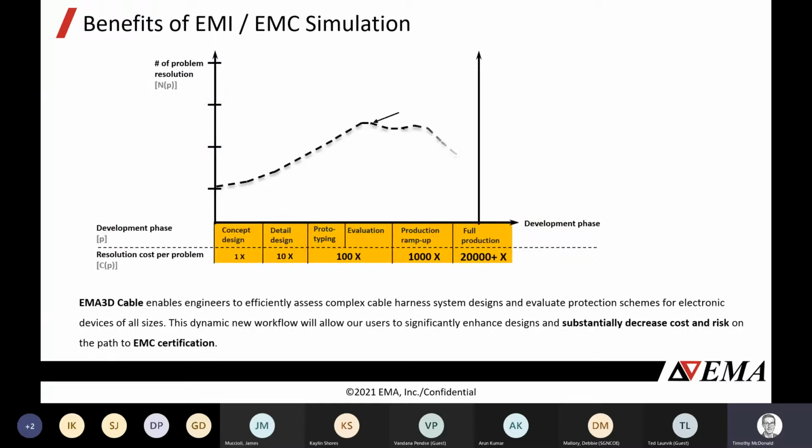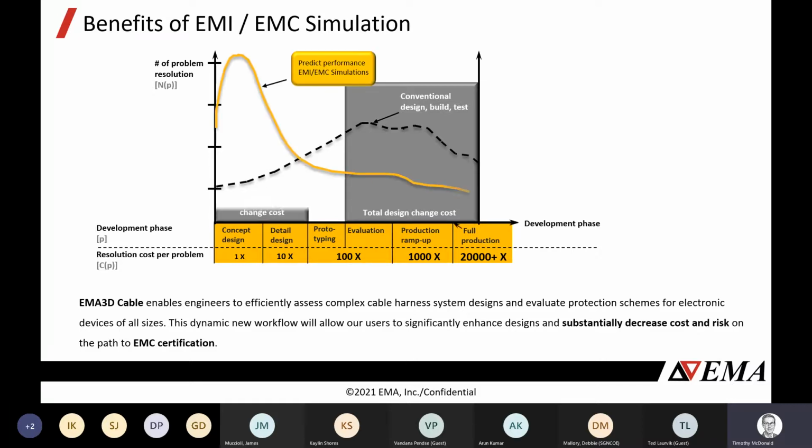So this chart essentially describes the previous approach to EMC. So we design, build, and test units, and there's no simulation step. If you find a problem during this phase, it can be very expensive as you're scaling up production to make a change. However, making changes in the design of our product early is very inexpensive, but you can't really do that with the previous approach.